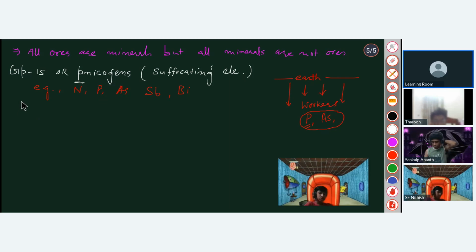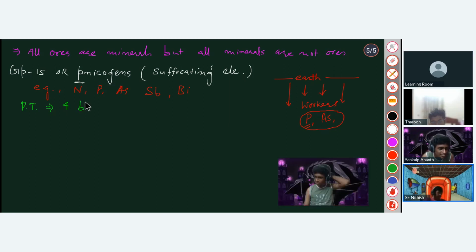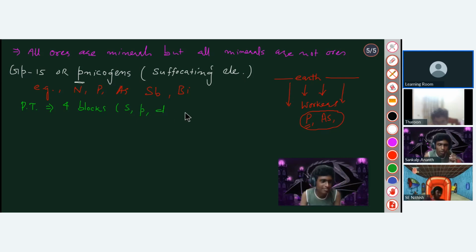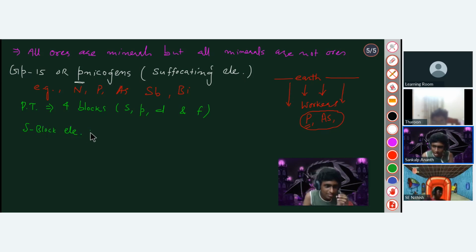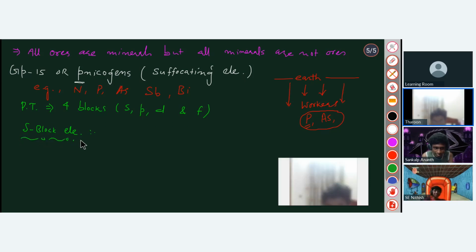Then let us see that this periodic table has been divided into 4 blocks. There are 4 blocks, right? There is the S block, P block, D block, and F block.